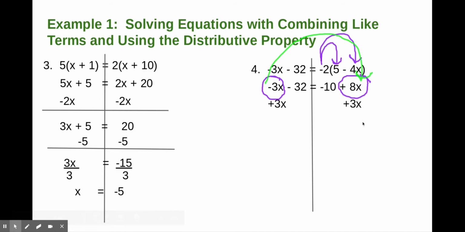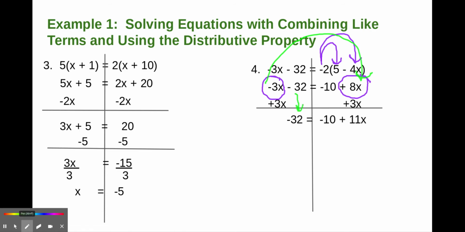Again, when you take a term across your equal sign, you always have to make it its opposite. Since this was a negative 3x, you have to make it a positive 3x. And you're only adding it to the variable terms on the other side. You cannot take it to the negative 10 or 32. Variable term to a variable term. Then I bring down my negative 32. You have to remember that negative there. And I bring down my negative 10, and 8x plus 3x is 11x.